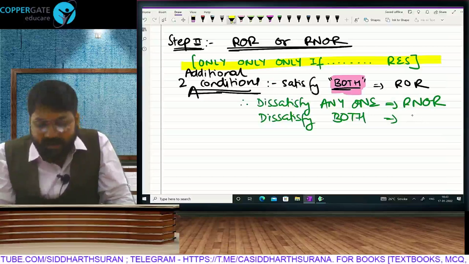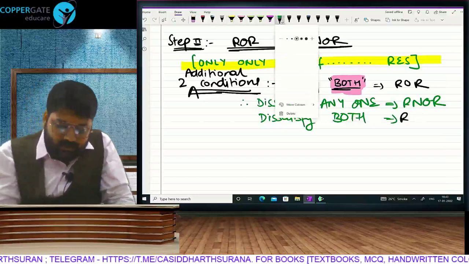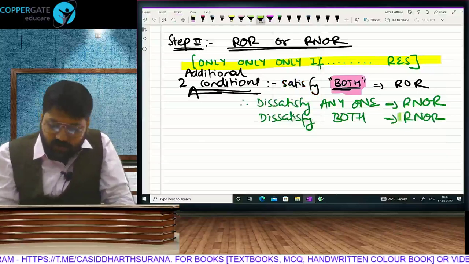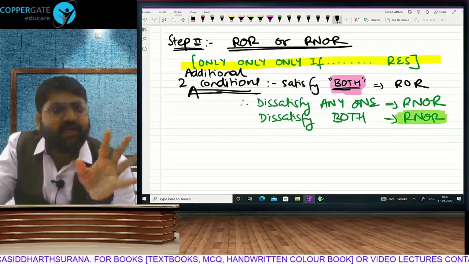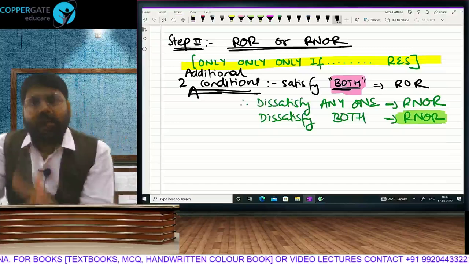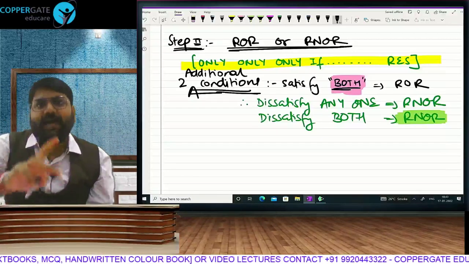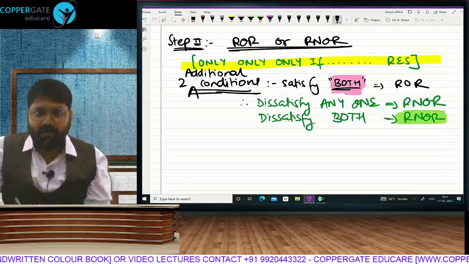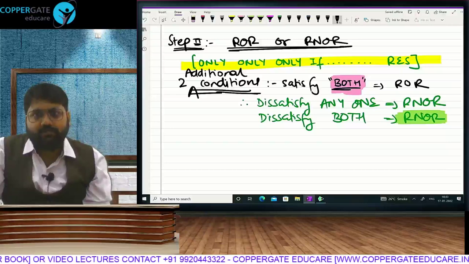If you dissatisfy both, then? RNOR. Please focus, you went wrong here. First of all, if your answer is non-resident, you will not check step 2 at all, your calculation is over then only. Step 2 you are checking means the assessee definitely has become resident. You have to only check ROR or RNOR. If both conditions are satisfied, then ROR. If any one is dissatisfied or both are dissatisfied, then RNOR. Understood?